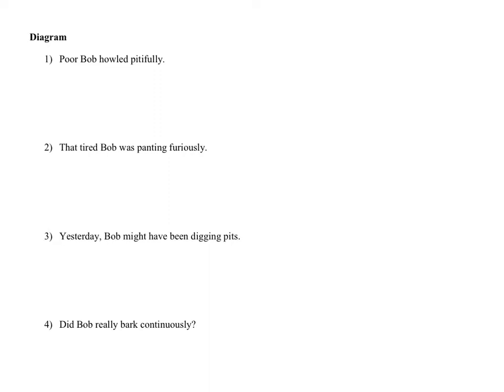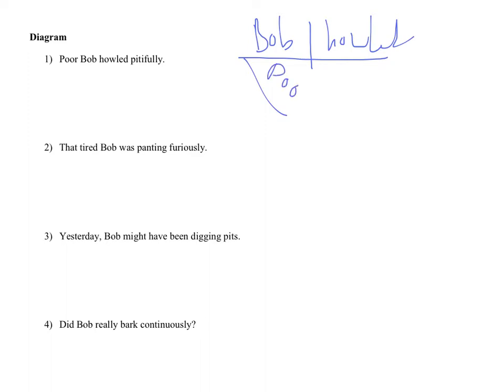The first sentence, number 1. Poor Bob howled pitifully. Bob is a dog, by the way. Bob, subject, howled is the predicate. Poor describes Bob. It's an adjective. That's why it goes under the noun. It modifies, it describes the noun. Pitifully ends in ly. It describes how Bob howled.